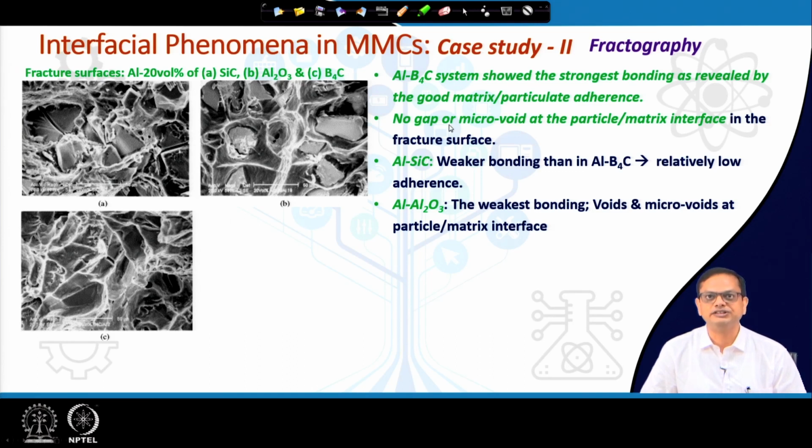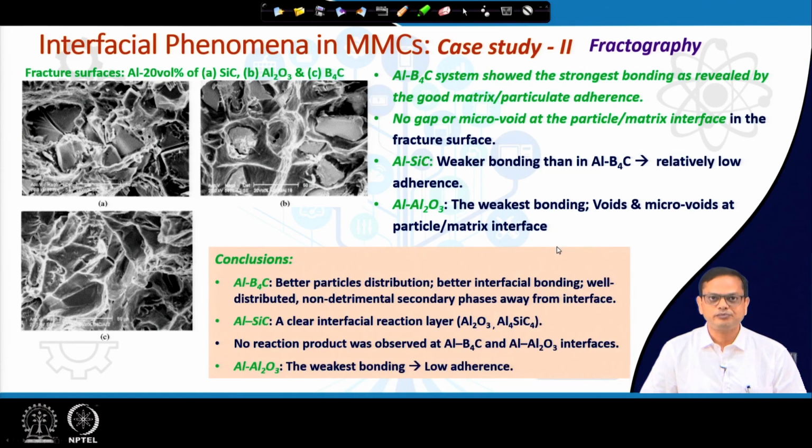AlB4C system shows the strongest bonding as revealed by good matrix particle adherence, no gap or micro void at the particle matrix interface. AlSiC has weaker bonding than AlB4C, relatively low adherence, and in case of Al2O3 it is the weakest bonding. So, ultimately what we get from here is that in case of AlB4C it is the best particle distribution, better interfacial bonding, well distributed, non-detrimental secondary phases away from the interface, which in fact can improve the mechanical property to some extent.